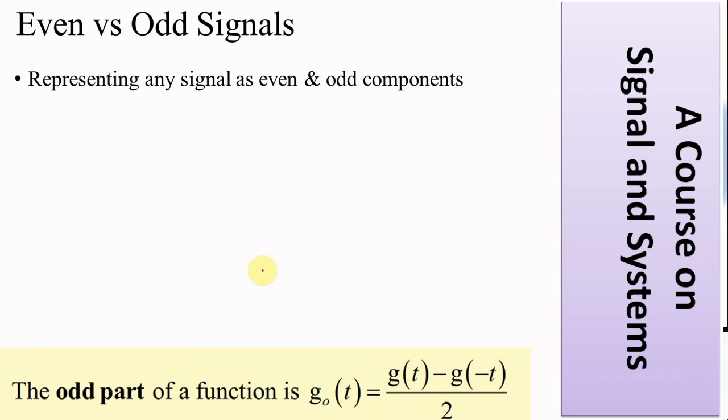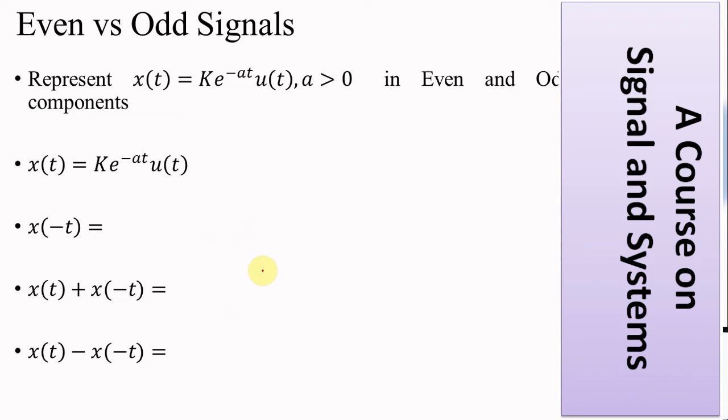Similarly, for the odd part, we can formulate it as g_o(t) is equal to (g(t) - g(-t))/2. So we take g(-t), we subtract it from g(t) and divide the magnitude by 2 for all values of time, and we get g_o(t).